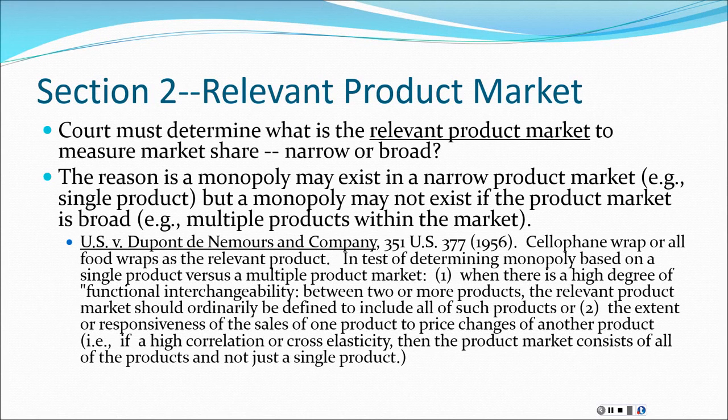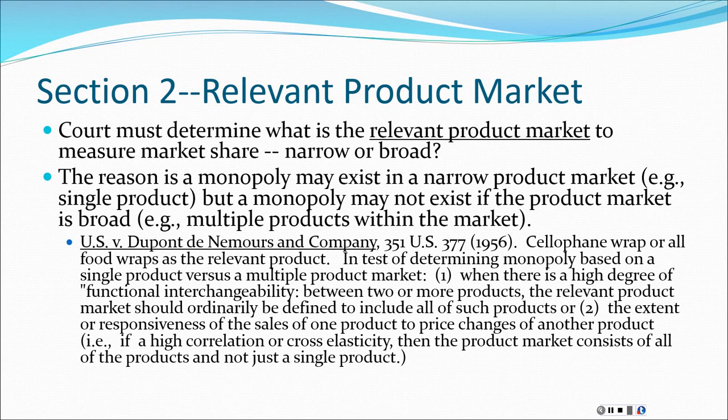In an old case, a 1956 U.S. Supreme Court case, U.S. versus DuPont, here we have the Department of Justice suing the manufacturers of cellophane, DuPont, as a monopolist. The government is claiming that DuPont is a monopolist in the cellophane wrap market. Well, the issue is, what was the relevant product market?